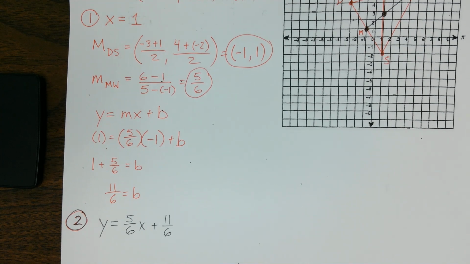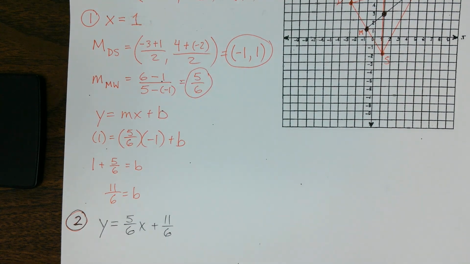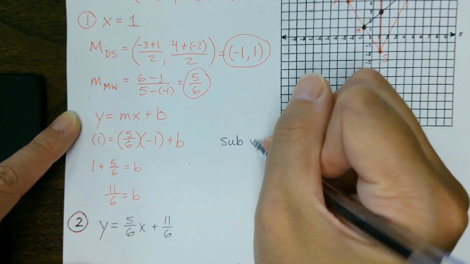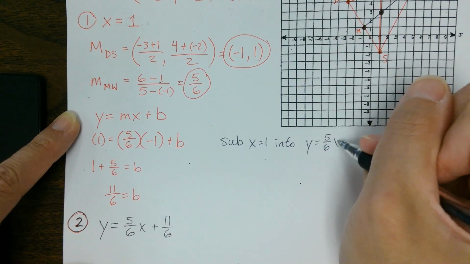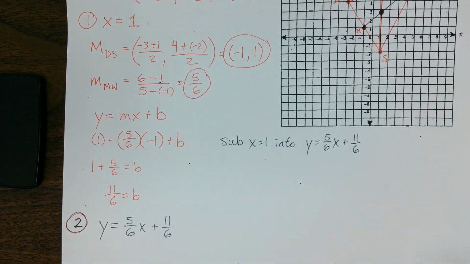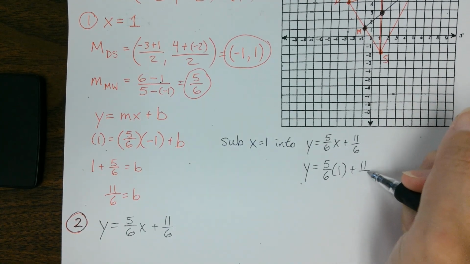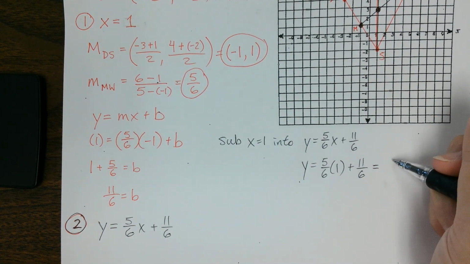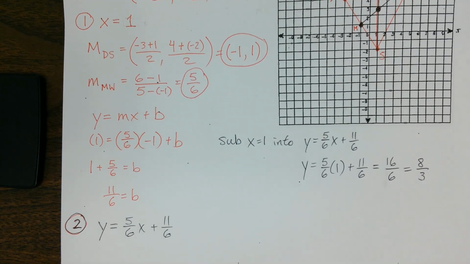Using the method of graphing, substitution, or elimination, I can solve. Which method do you think is the easiest? Substitution, since this is already x equals. So I'm going to just sub x equals 1, my first equation, into the second equation right here. So y equals 5 over 6 times 1 plus 11 over 6. So y is 16 over 6, and I can reduce this to 8 over 3.